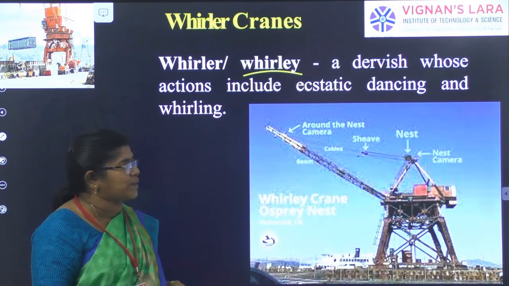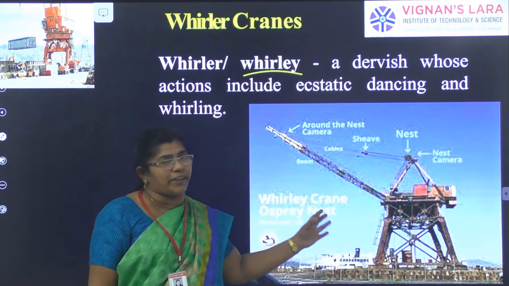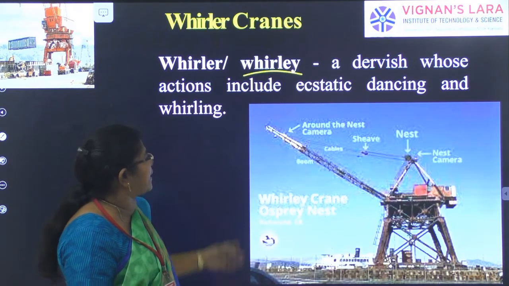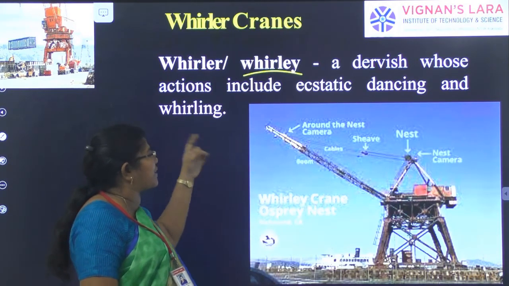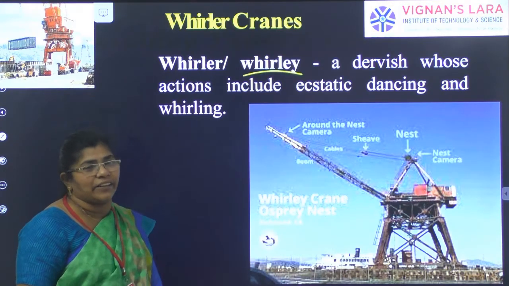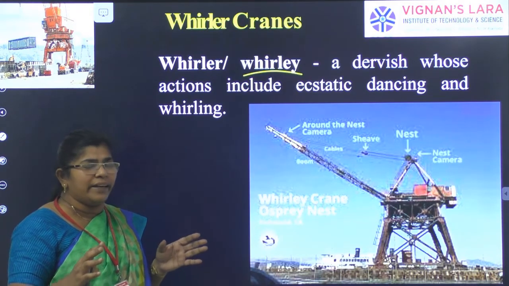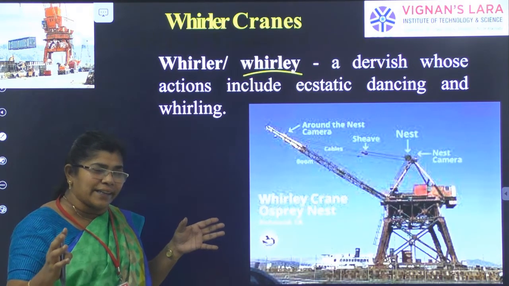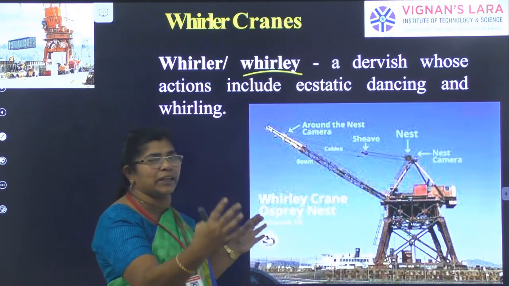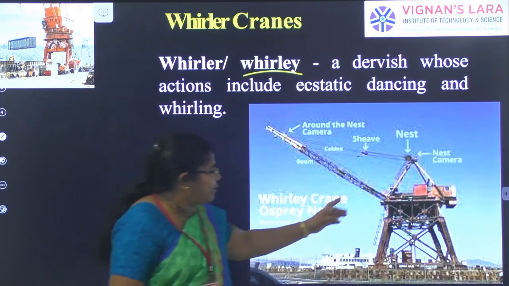These are the 2 most used types of cranes, and they were even used in the World War. It is a very old type of crane. The name comes from the dervish, whose actions include ecstatic dancing and whirling. What is a dervish? It is actually a Muslim clergy who will be ecstatic, dancing, whirling round and round. Based on that the name has come, and it will even move.